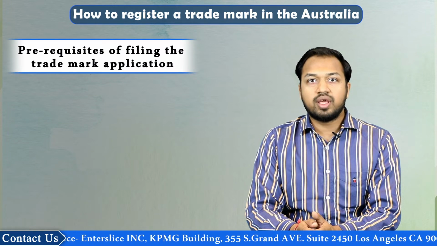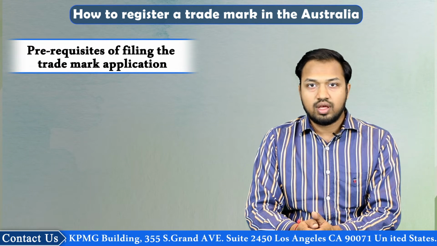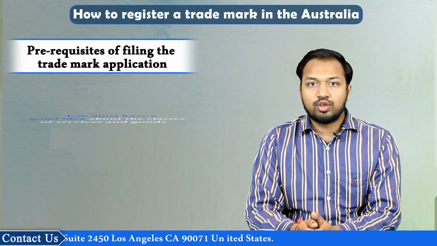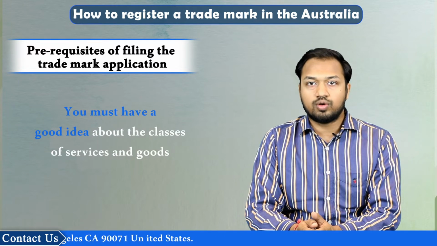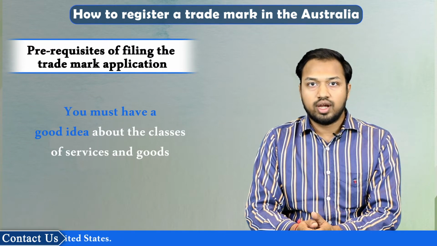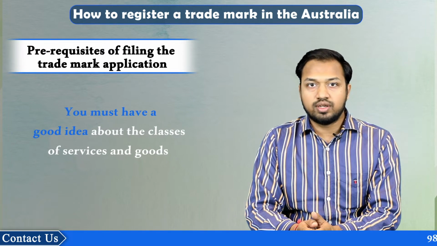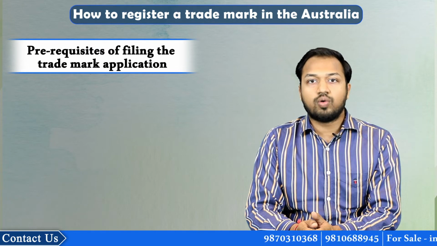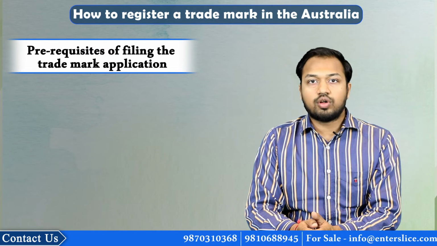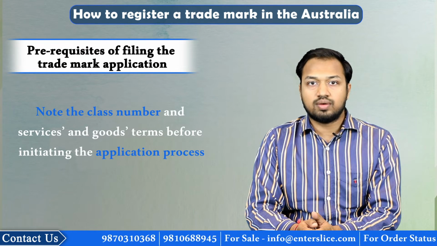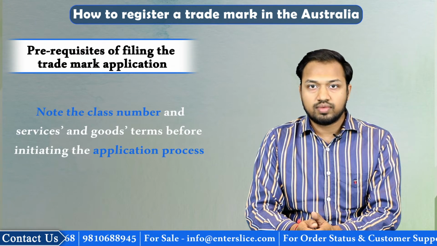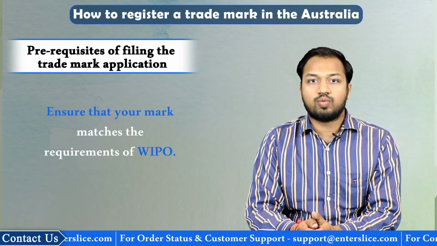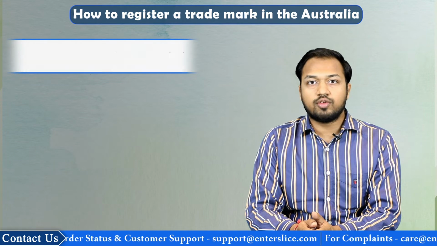The fourth step involves prerequisites of filing the trademark application. Before you start applying for your trademark, you should know about the trademark you are applying for. You must have a good idea about the classes of services and goods you want your trademark registered for. It is important because no major changes can be introduced in the application once it has been submitted. Further, you cannot add services and or goods after the submission of the application. You should also note the class number and the services and goods terms before initiating the application process. If you wish to take your trademark on a global stage, you need to ensure that your mark matches the requirements of WIPO.